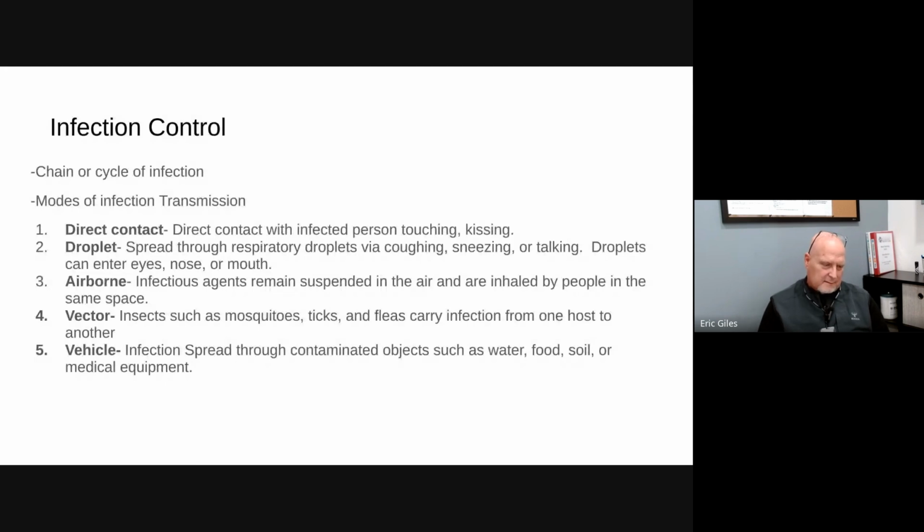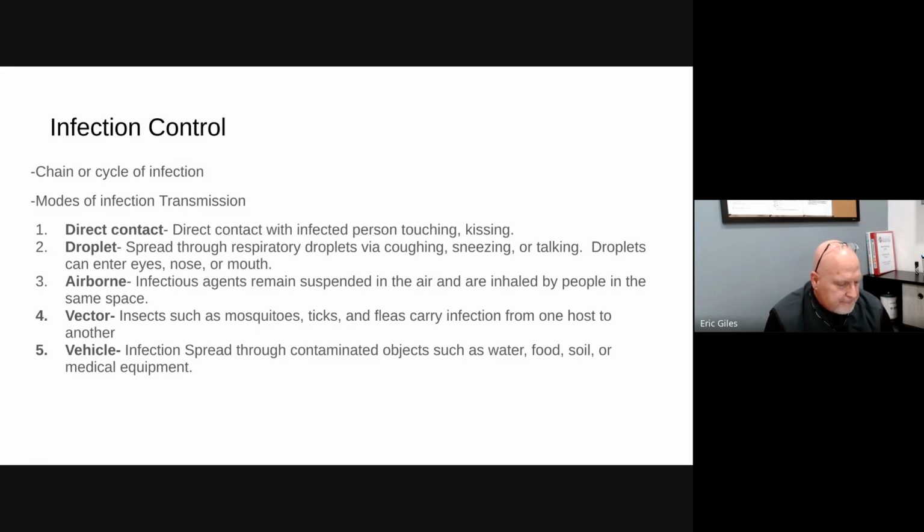Direct contact is obvious: direct contact with an infected person, touching, kissing, whatever it may be. Droplet is where it gets a little bit different. Spread through respiratory droplets via coughing and sneezing. Droplets can enter the eyes, nose, and mouth. Gross, right? Airborne: infectious agents remain suspended in the air and are inhaled by people in the same space. That's why you need to wear a mask when you're sick. Keep those germs to yourself.